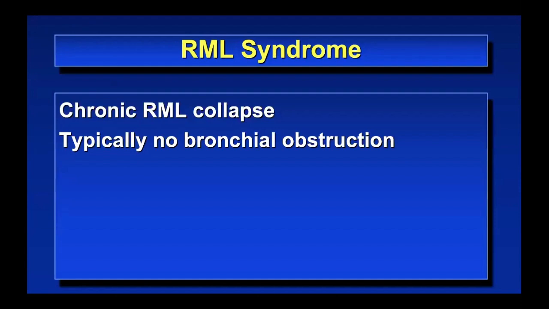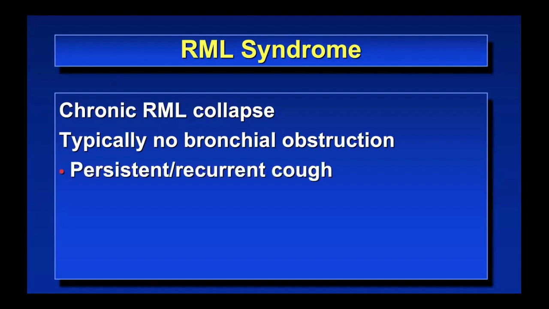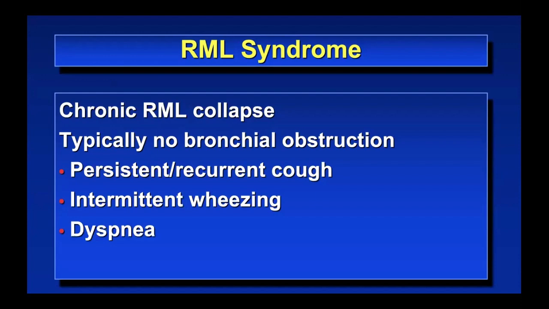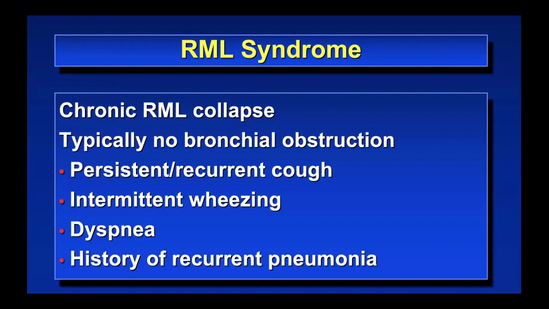So right middle lobe syndrome is a chronic right middle lobe collapse with no bronchial obstruction, persistent or recurrent cough, intermittent wheezing, dyspnea, and history of recurrent pneumonia. These are some things you might see in the history. On the AP or PA film, it can be really difficult to see, but it's more obvious on the lateral view.